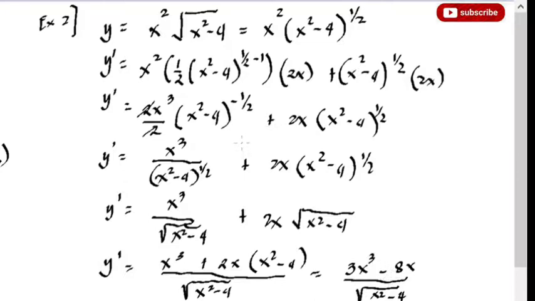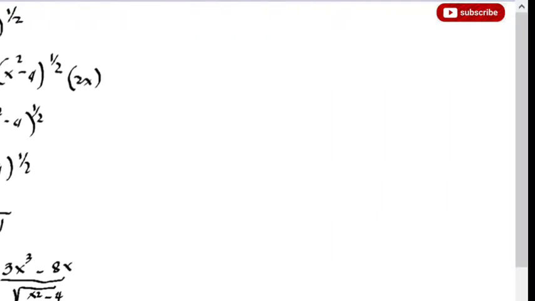So sana nasundan nyo. Gawa pa tayo ng isa para ma-practice. Okay? Sige. Adjust lang natin yung screen for number 3. Example number 3.